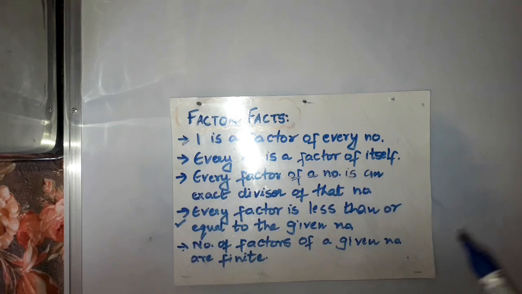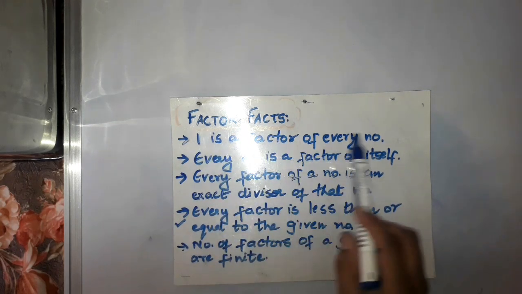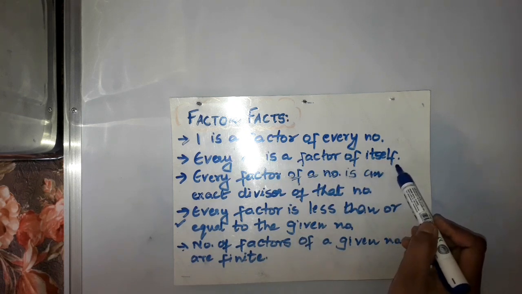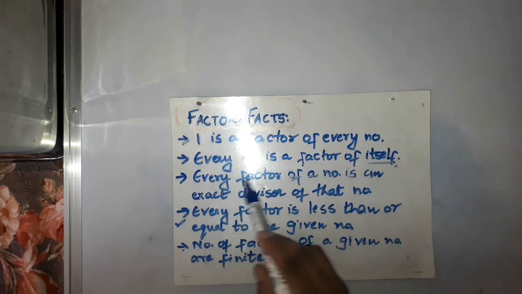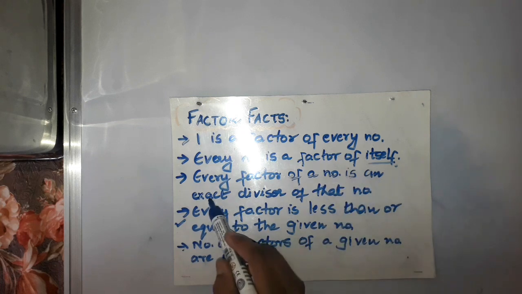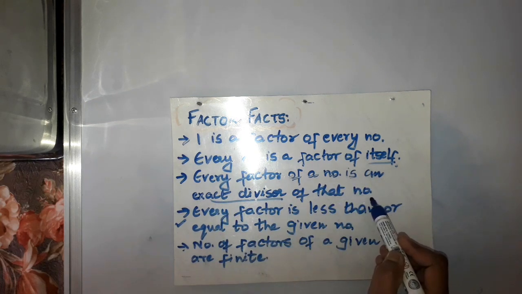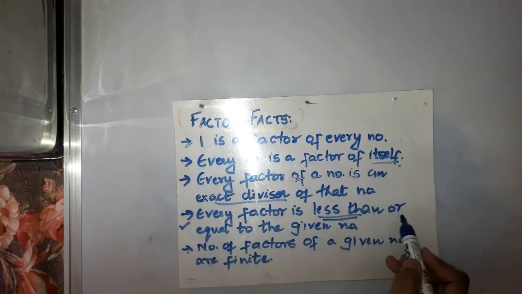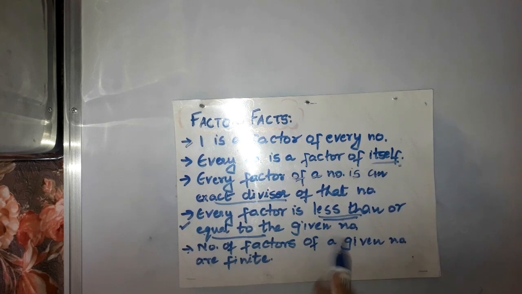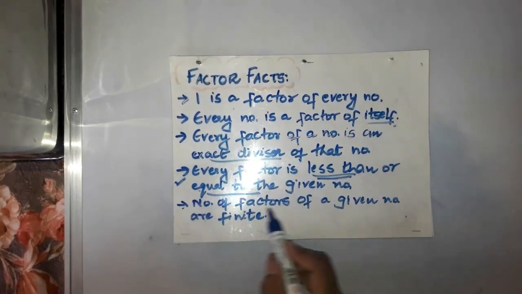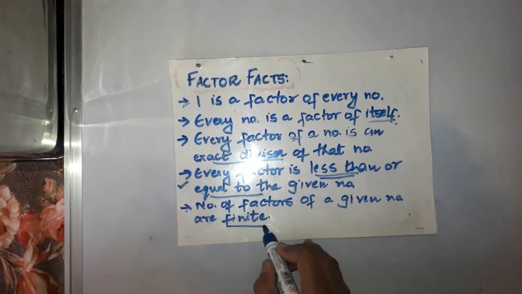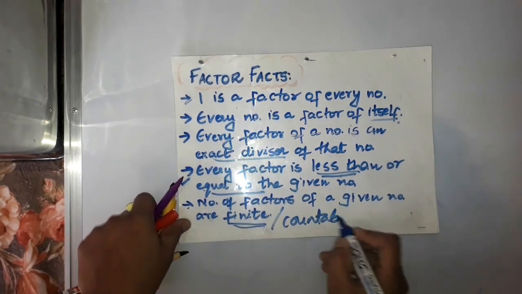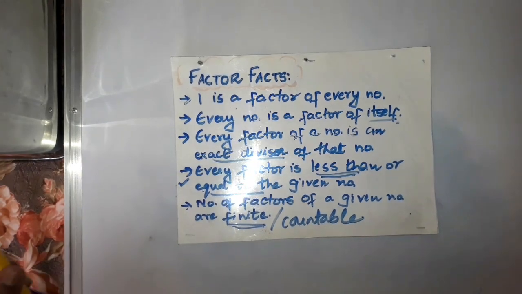So what we have learned is that 1 is a factor of every number. Every number is a factor of itself. Every factor of a number is an exact divisor of that number. Every factor is less than or equal to the given number, and the number of factors of a given number is finite, that is countable. You can always count how many factors a given number has.